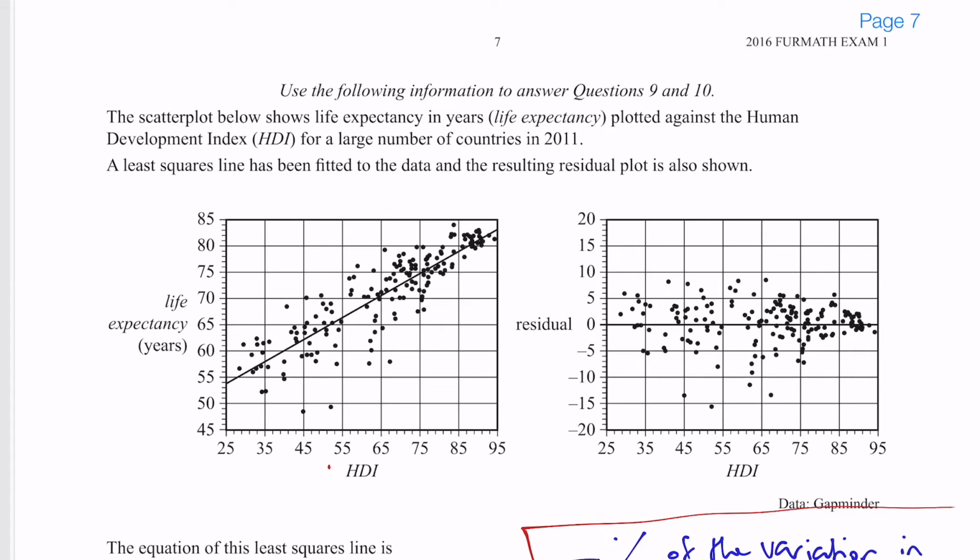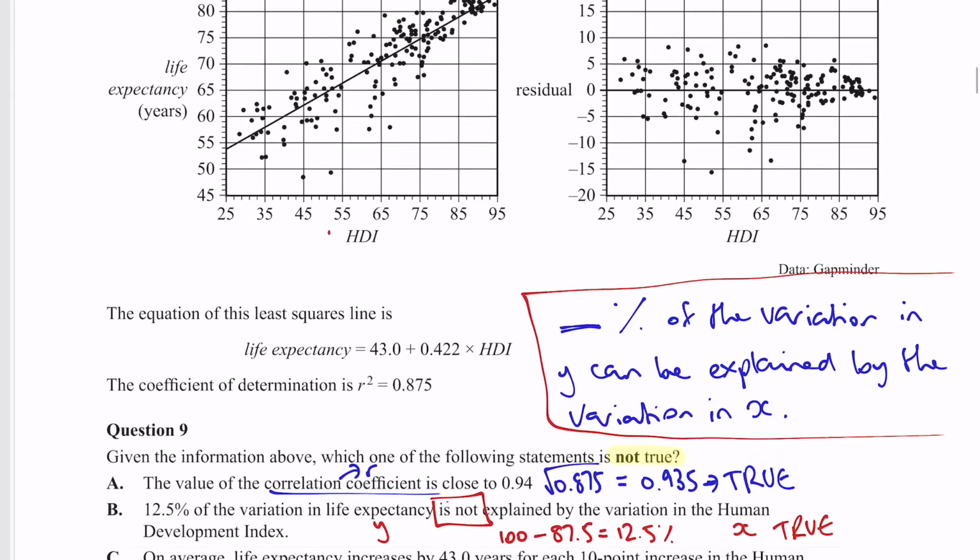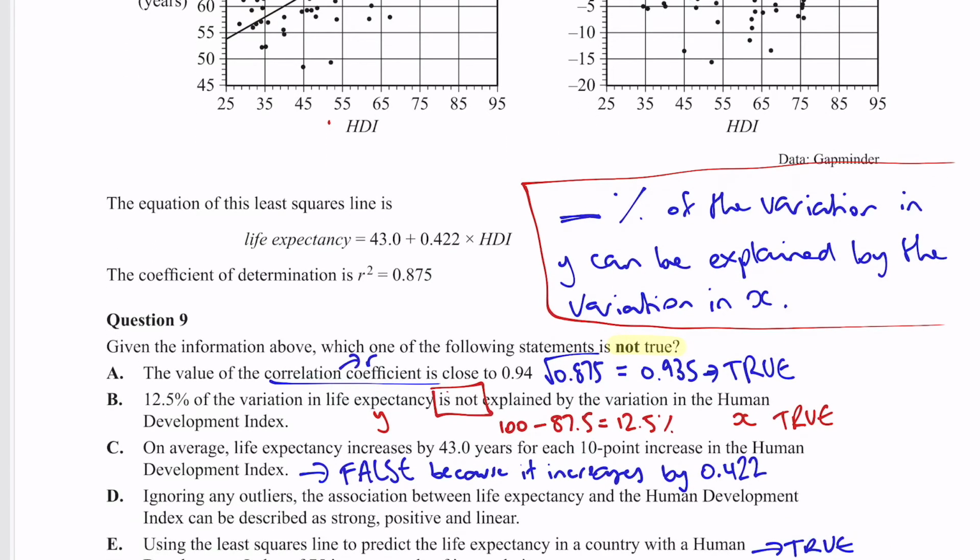Alright, question 9. The scatter plot below shows life expectancy in years, plotted against HDI for a large number of countries in 2011. A least squares line has been fitted to the data and the resulting residual plot is shown. Alright, so the equation of the least squares line is life expectancy equals 43 plus 0.422 times HDI. And the coefficient of determination is 0.875, so these are some important things you should be highlighting.